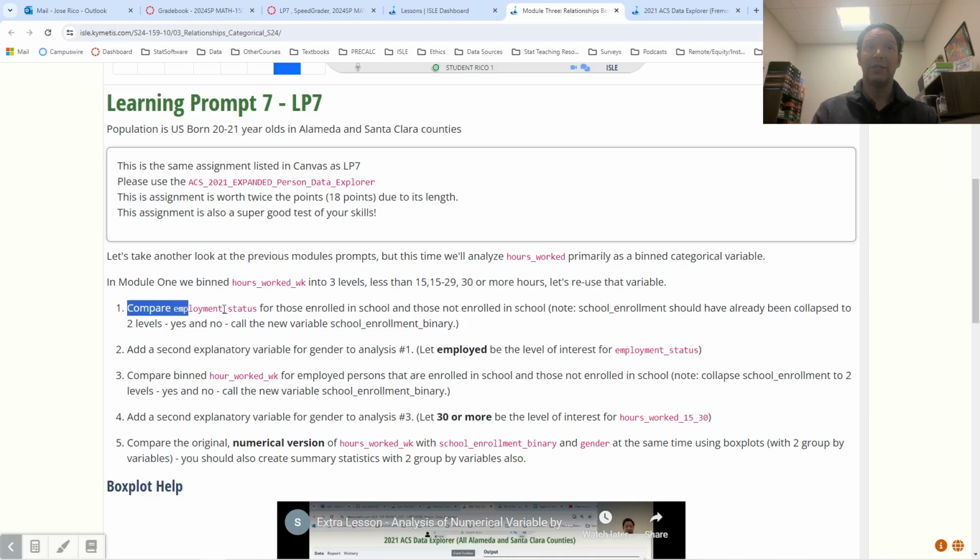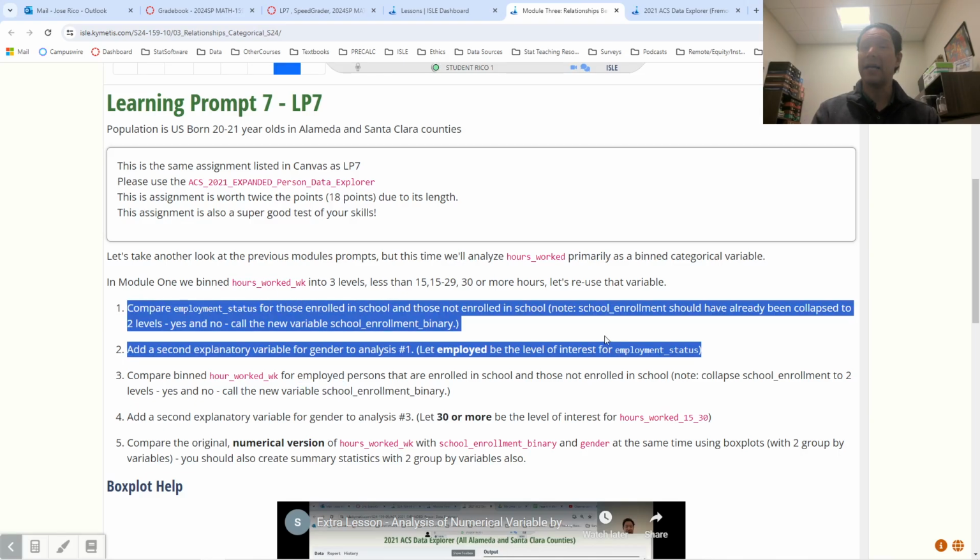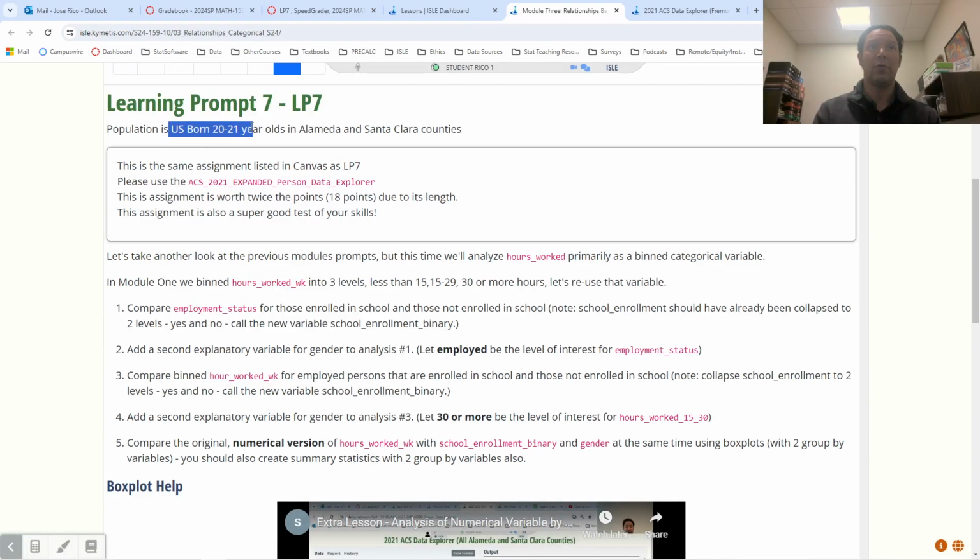The first two questions you're not going to filter employed. You're just going to look at U.S. born 20 to 21-year-olds. What's happening is, I can show you what's going on here. We need to know the percent that are employed, so we want the level of interest to be the percent employed.